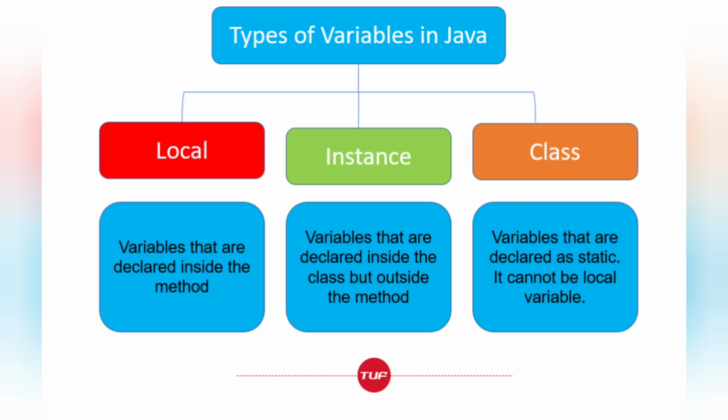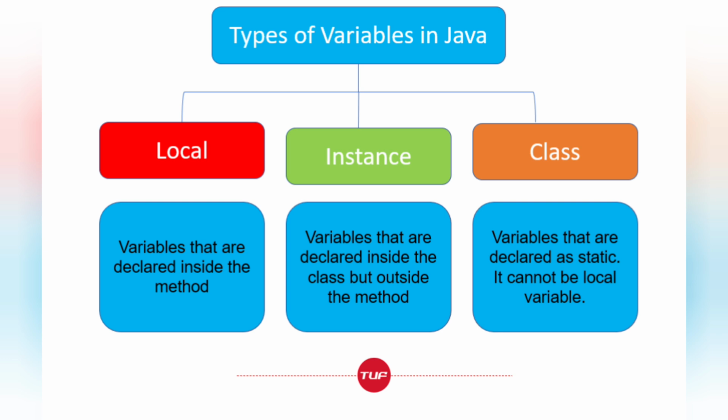So now we'll go to the variables in Java. A variable is a container which holds the value while the Java program is executed. A variable is assigned with a data type. Variable is a name of memory location. There are three types of variables in Java. One is local variable, instance variable, and the static variable.